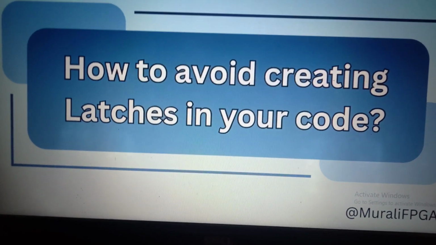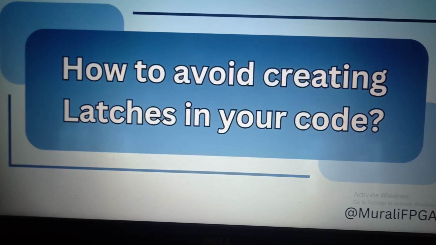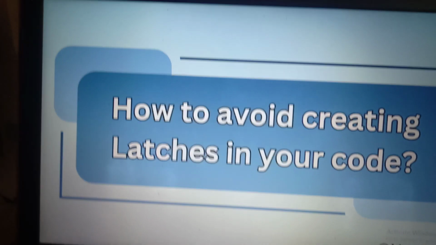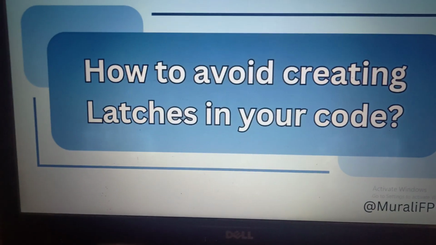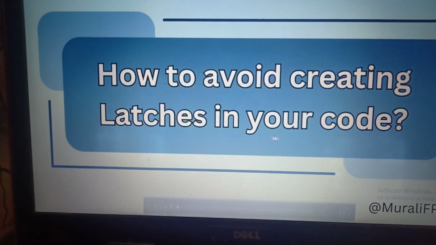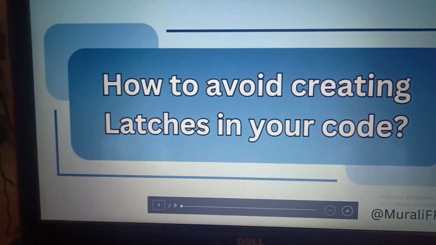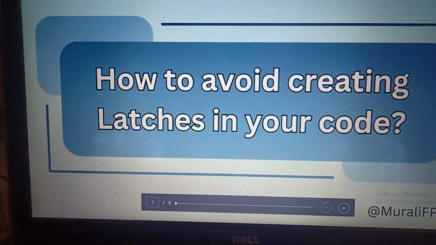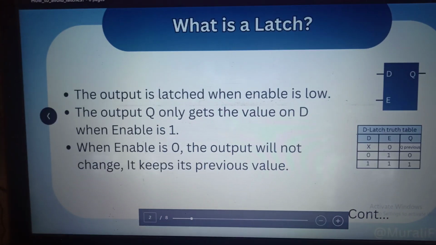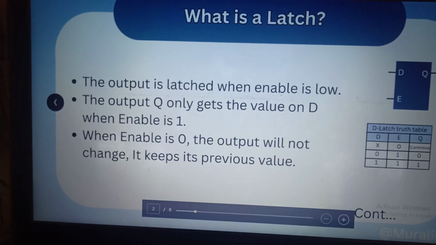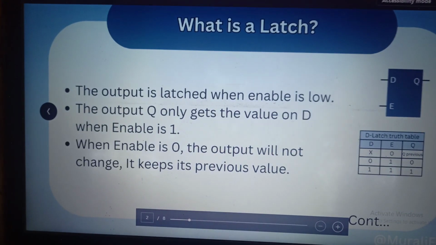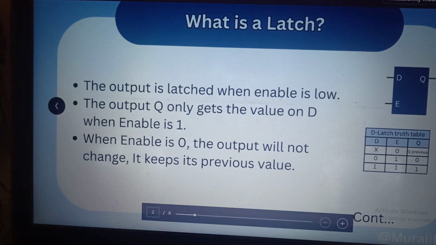So this is the basic need to avoid latches, and now we should move towards how to avoid creating latches in your code. So what is a latch? We know that a latch is a level-triggered device.